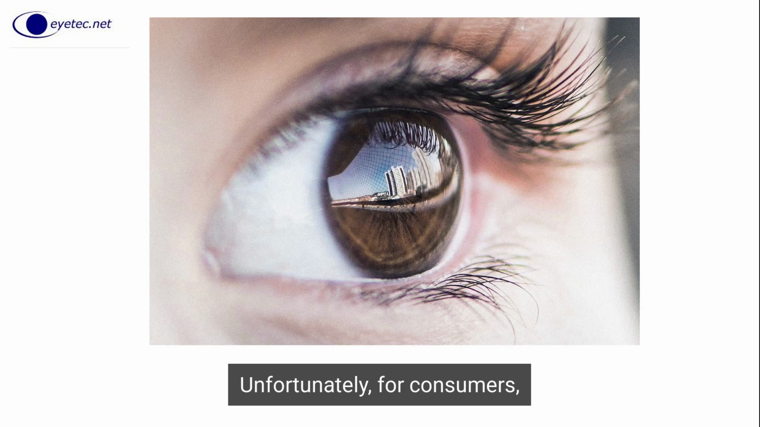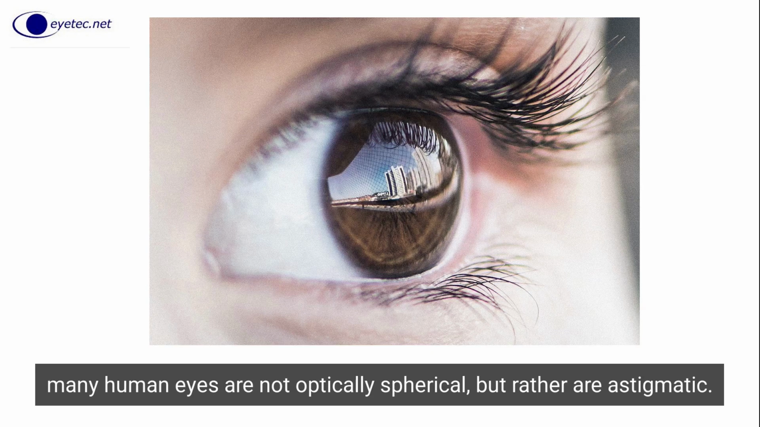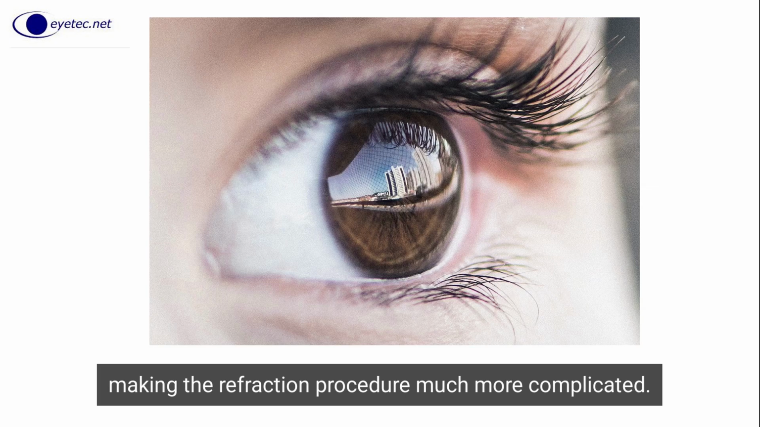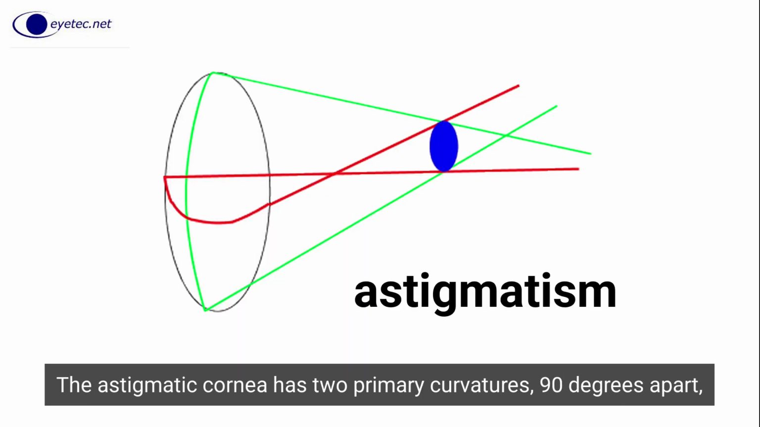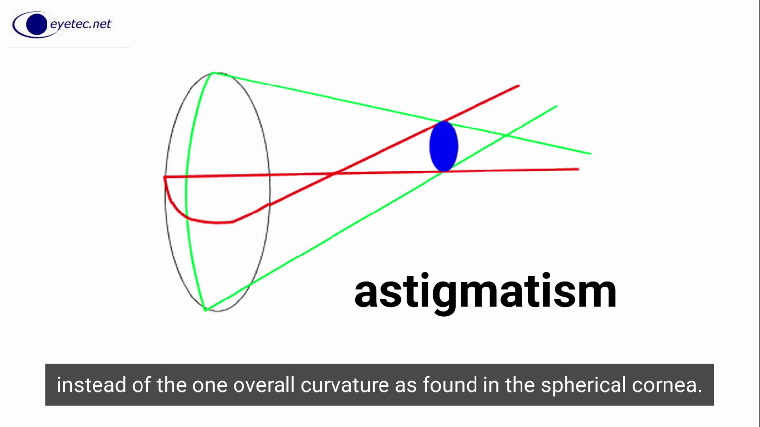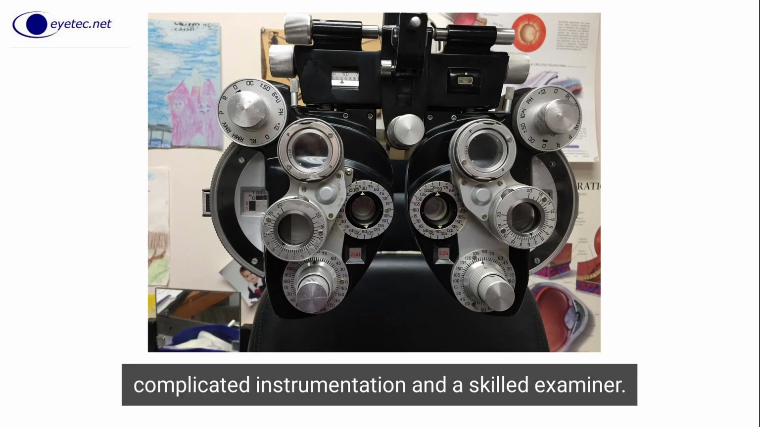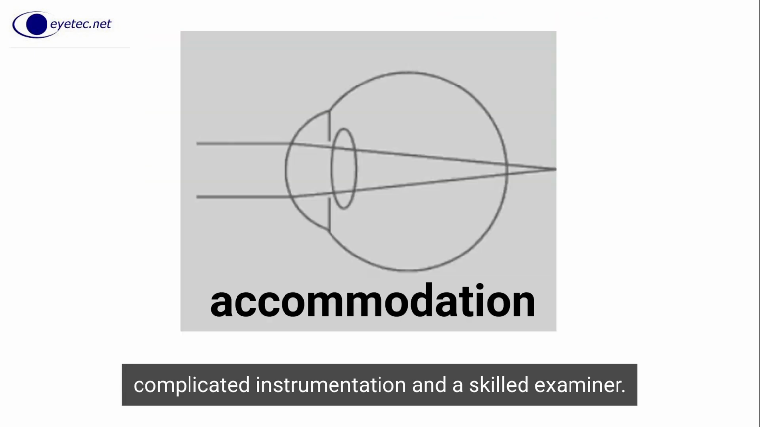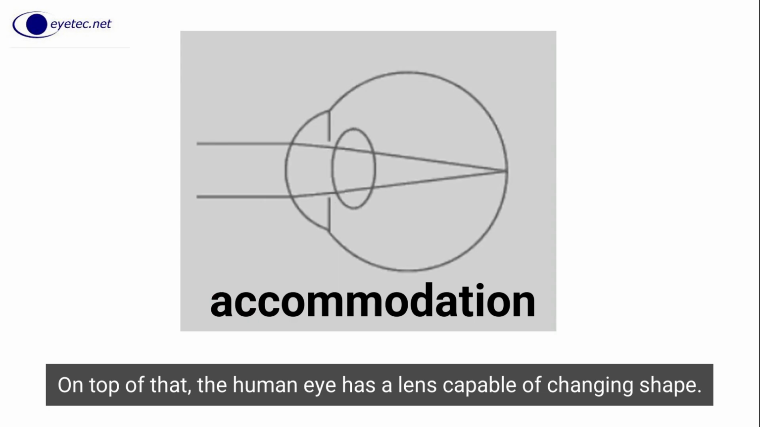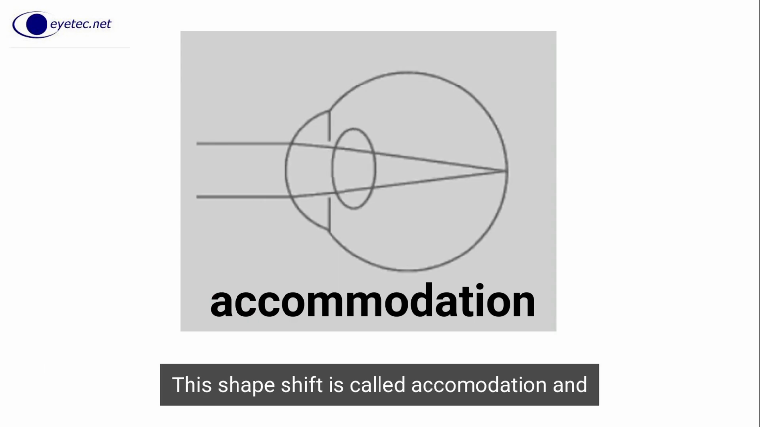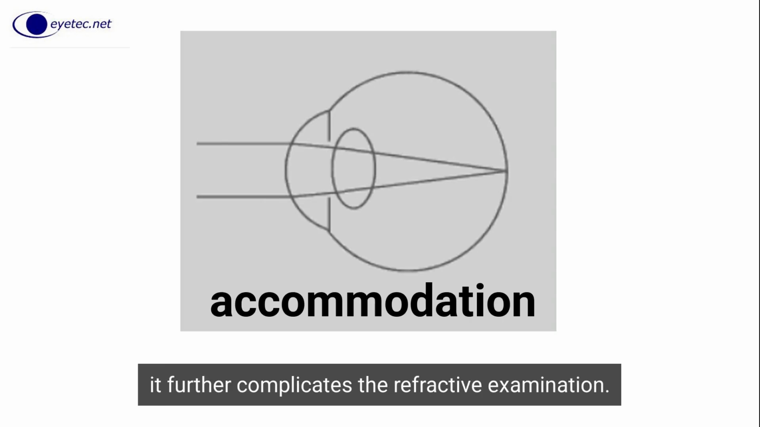Unfortunately for consumers, many human eyes are not optically spherical, but rather are astigmatic, making the refraction procedure much more complicated. An astigmatic cornea has two primary curvatures, 90 degrees apart, instead of the one overall curvature as found in the spherical cornea. Successfully refracting an astigmatic eye requires complicated instrumentation and a skilled examiner. On top of that, the human eye has a lens capable of changing shape. This shape shift is called accommodation, and it further complicates the refractive examination.